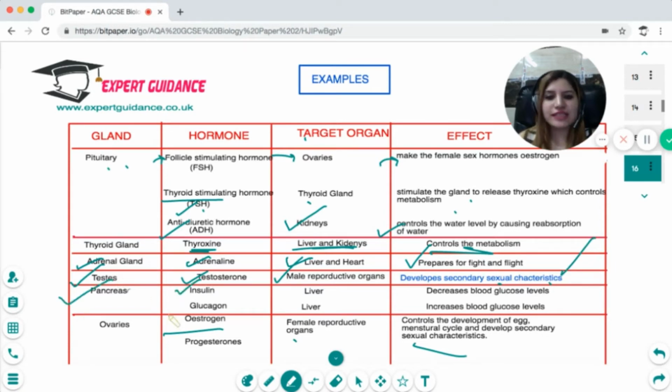Pancreas releases insulin and glucagon. The target organ is the liver, and the insulin decreases the blood glucose level, and the glucagon increases the blood glucose level. Ovaries release estrogen and progesterone, which target the female reproductive organs, control the development of the egg and the menstrual cycle, and develop secondary sexual characters. So these are some of the examples of the hormones with their glands, their target organs, and their effect, and you should remember them all.